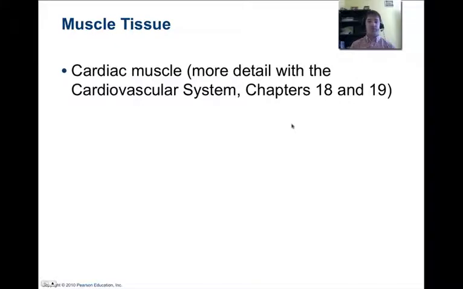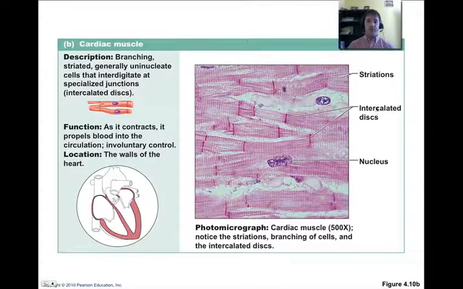Cardiac muscle. Again, we'll get into this more in detail when we talk about the heart. But when you look at cardiac muscle, there's some differences to be aware of. It's more branching than the skeletal muscle, which doesn't branch. It's uninucleate, meaning that it has one nucleus.